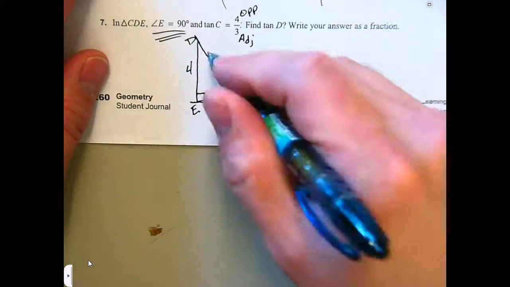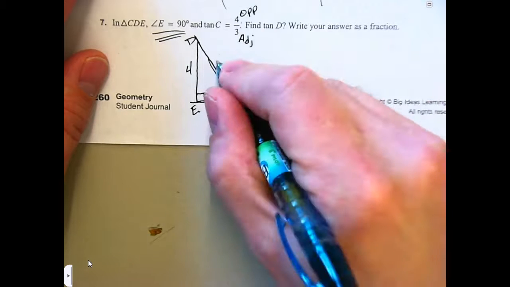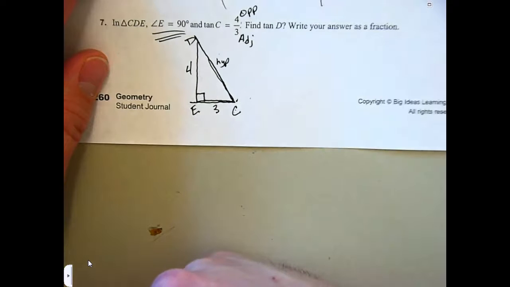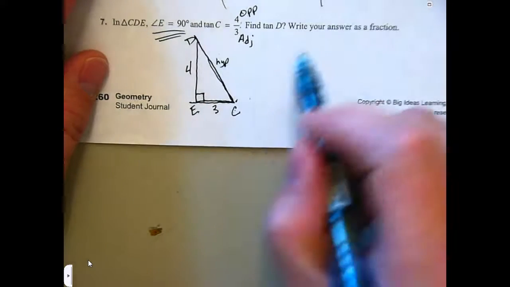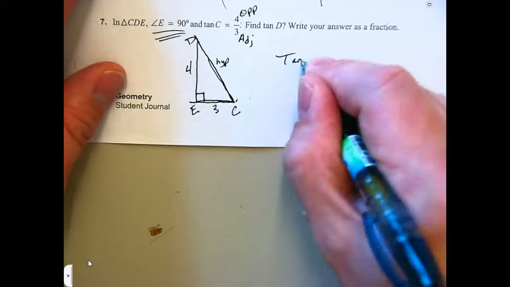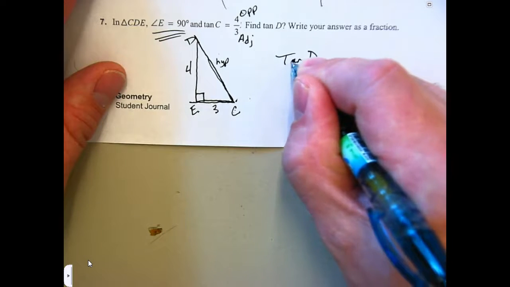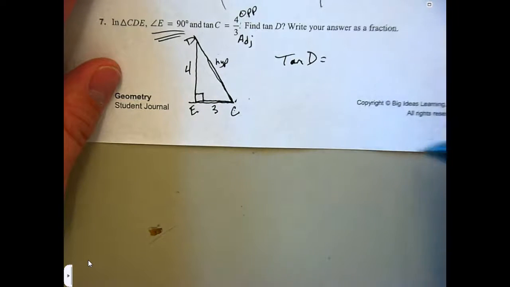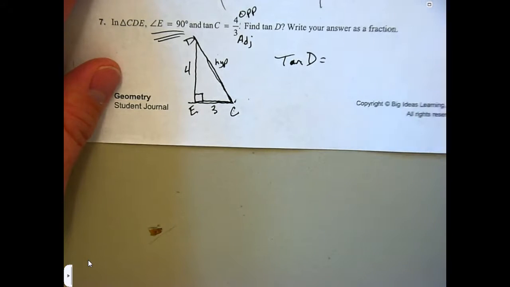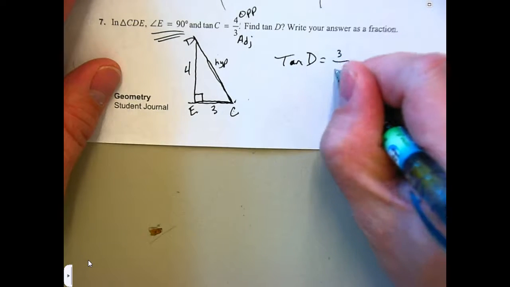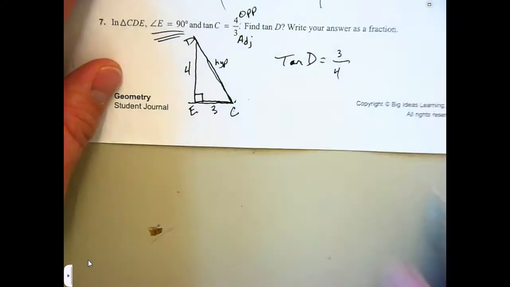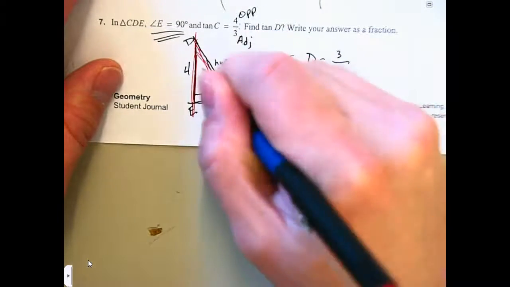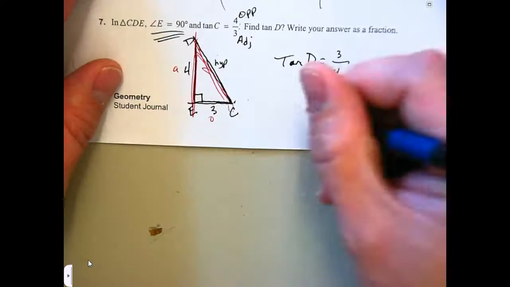How come DC is not adjacent? That's the hypotenuse, yes. There we've got it. Write your answer as a fraction. Find the tangent of D. Tan D is equal to 3/4. Good. So we switch it up and start looking at this angle then. That would make that opposite and that adjacent. 3/4.